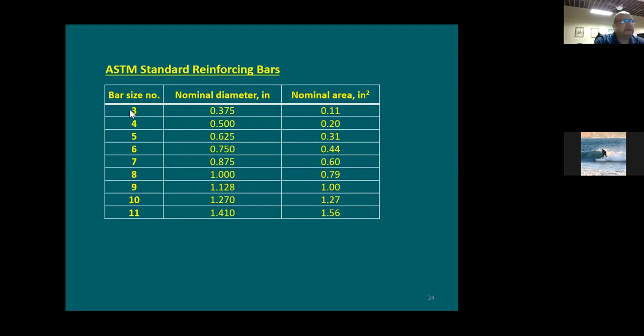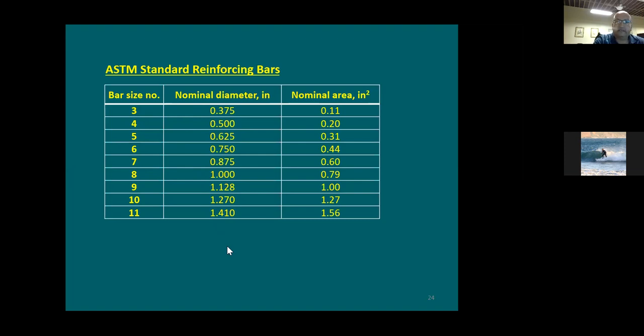So what does it mean by size number 3, or size number 4, or size number 8? It means that the diameter is 3/8 of an inch, 4/8, 5/8, 6/8, 7/8, 8/8, which means 1 inch. So rebar number 8 is gonna have a diameter of 1 inch. 3 is gonna be 3/8, 4 is gonna be 1/2 inch, and so forth.